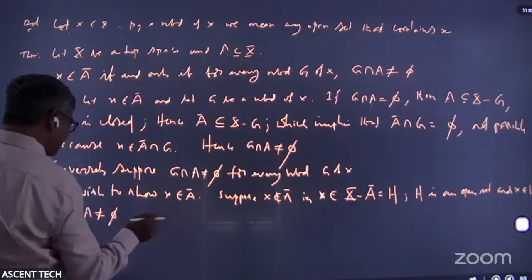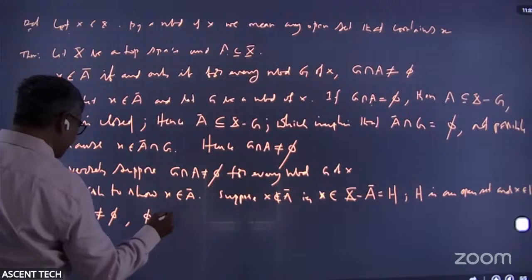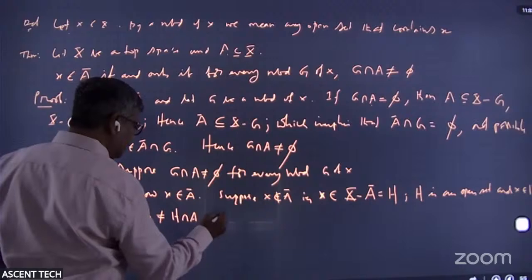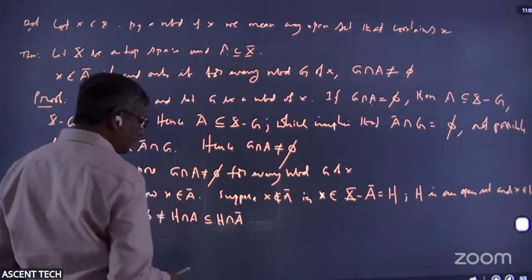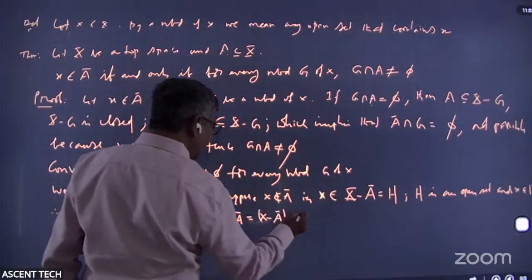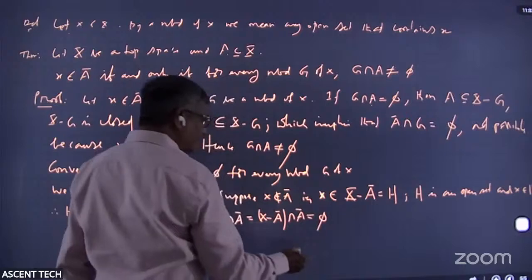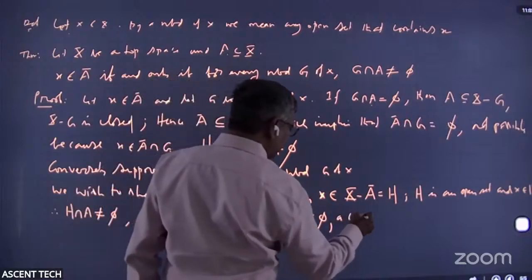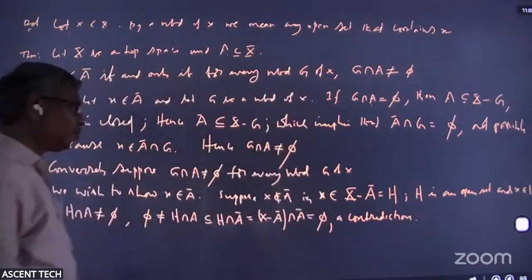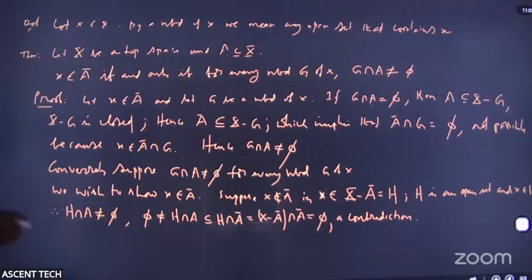Why is that not good? It says an empty set is non-empty. H intersection A is contained in H intersection A bar, since A is contained in A bar. H intersection A bar is X minus A bar intersection A bar, and that is empty. There sits the contradiction. So an element is in the closure if and only if every neighborhood of it intersects that set A. That's what I proved.